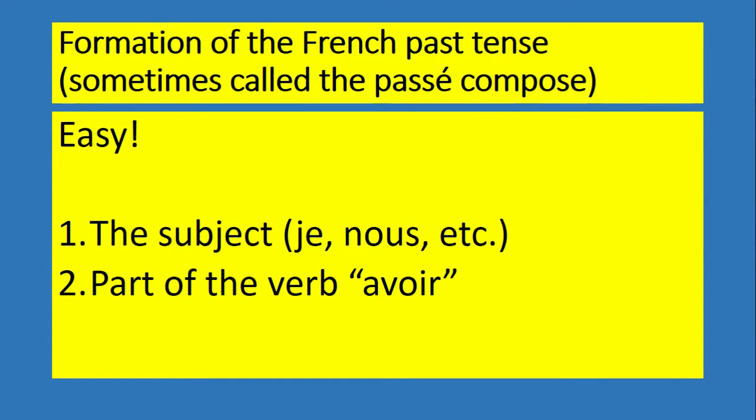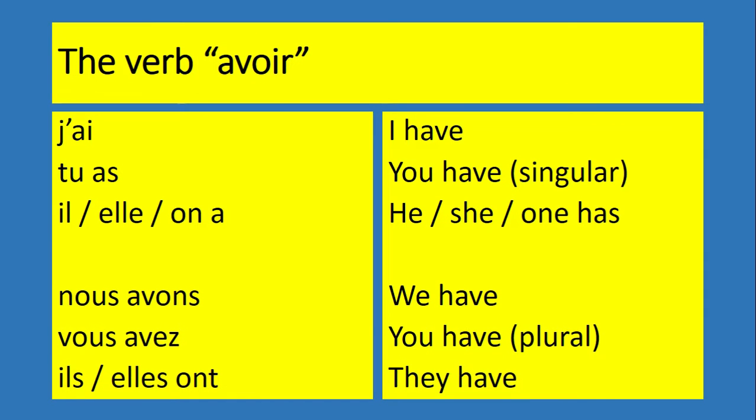Then you need part of the verb avoir. This is the verb to have. When I say part of the verb, it's part of the present tense of avoir. In my present tense lesson, hopefully you've memorised the verb avoir. And finally, we need what is called a past participle. Sounds very complicated. You don't need to remember that it's called a past participle. You just need to remember what it looks like and how to form it, as it's the 3rd key element of the past tense.